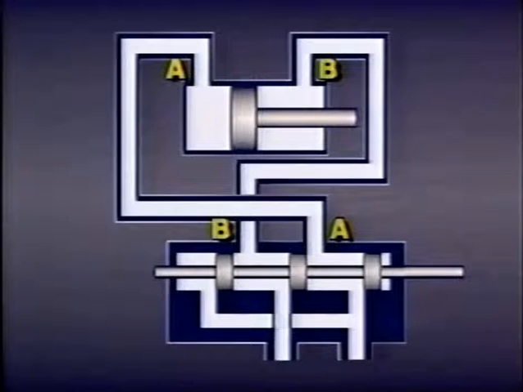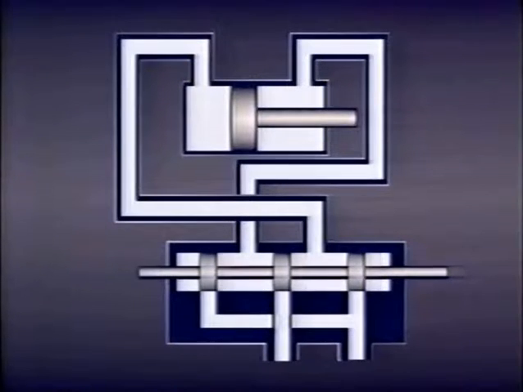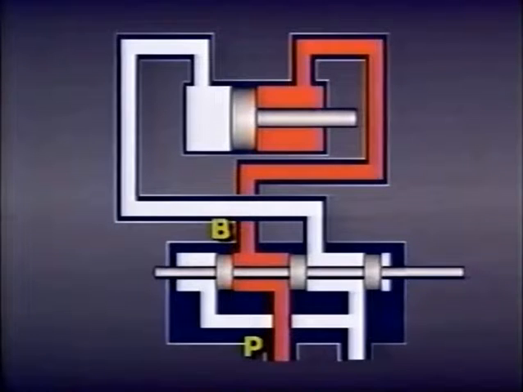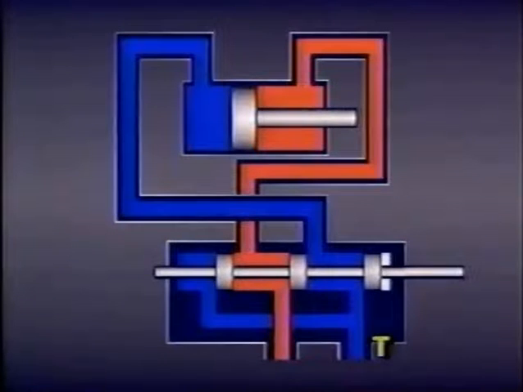We'll label the other two ports on the valve P for pump because it's connected to the pump, and T for tank because it's connected to the tank. When the spool is centered, all four ports are blocked and no flow is possible. However, if the spool is moved in this direction, the passage from the pump to port B on the valve and port B on the cylinder is connected. At the same time, the passage to the tank from port A on the cylinder and port A on the valve is also connected.